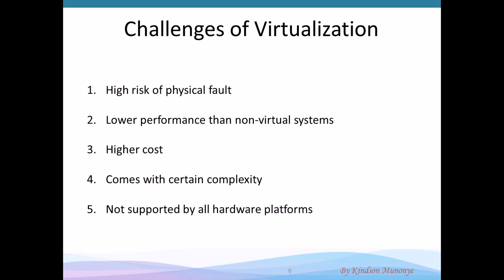Then we have challenges of virtualization. You have a high risk of physical fault. Imagine you're running 10 operating systems on one physical machine, and just this physical machine crashes, everything goes. So, high risk of physical fault. Then you have lower performance than a non-virtual system. Of course, you know that it's going to be slower when you run several operating systems on just one machine. Higher cost to implement a virtual environment. You have to think of the cost. You have a certain complexity in the configuration. It's not as easy as running a Windows 7 CD on your computer and just getting it working. Then some hardware platforms don't support virtualization.